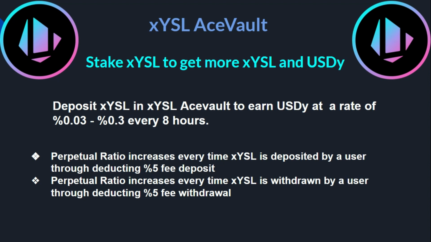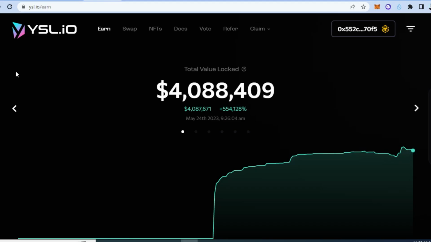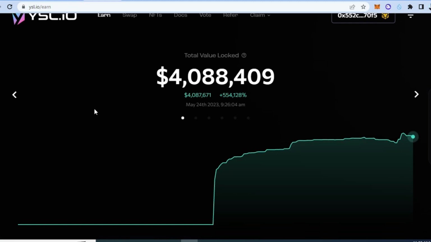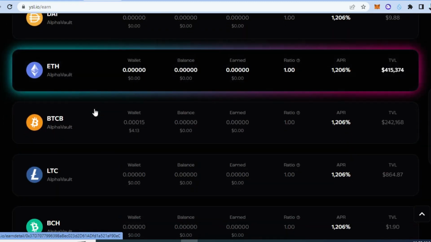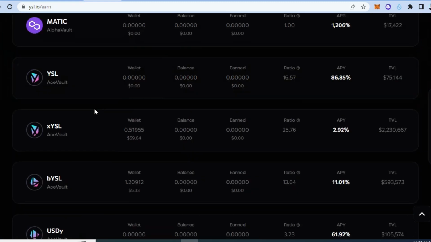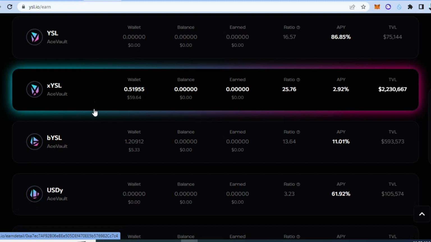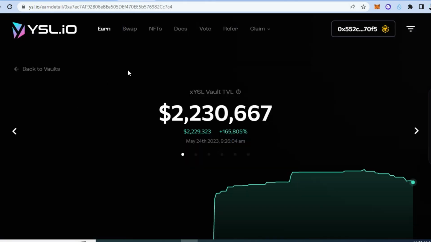So now let's go to the website and see that. When you land here, you always go to Earn. You are going here to see, for example, the total value locked, and then you scroll down looking for Ace Vault. Ace Vault is here. This is the xYSL, and you see all the information. When you click on it, you are going to land on this page.